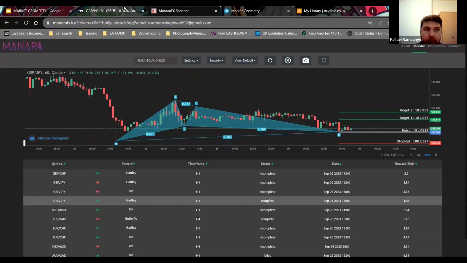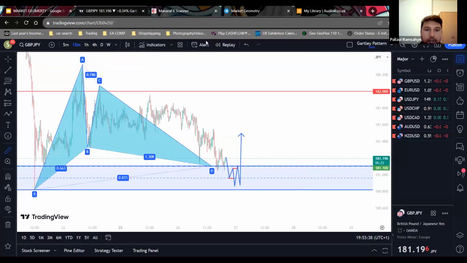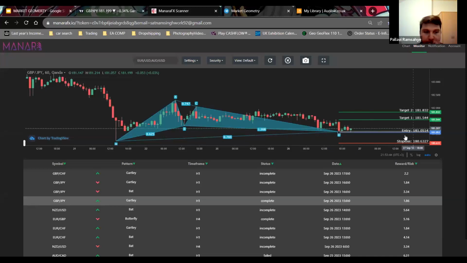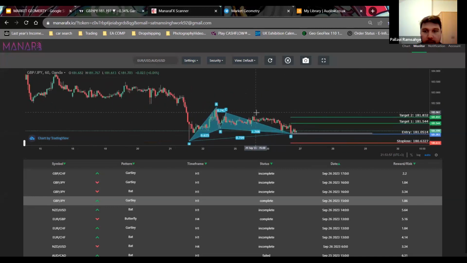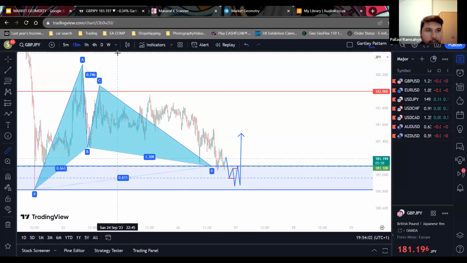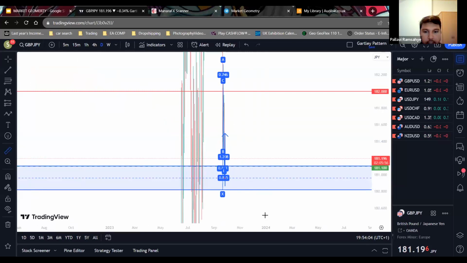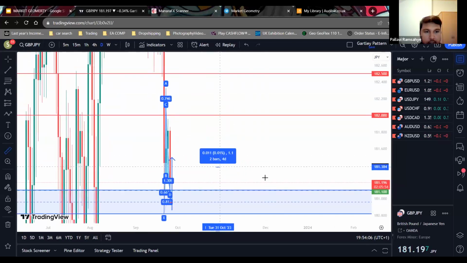In that sense, the structure that you usually use for these patterns is C and A for your take profits. But again, like I mentioned, Manara comes up with your risk to reward. As you can see here, risk to reward is 1.86. And it comes up with the take profit, so you don't have to do much in terms of figuring that out. But let me just double check this.